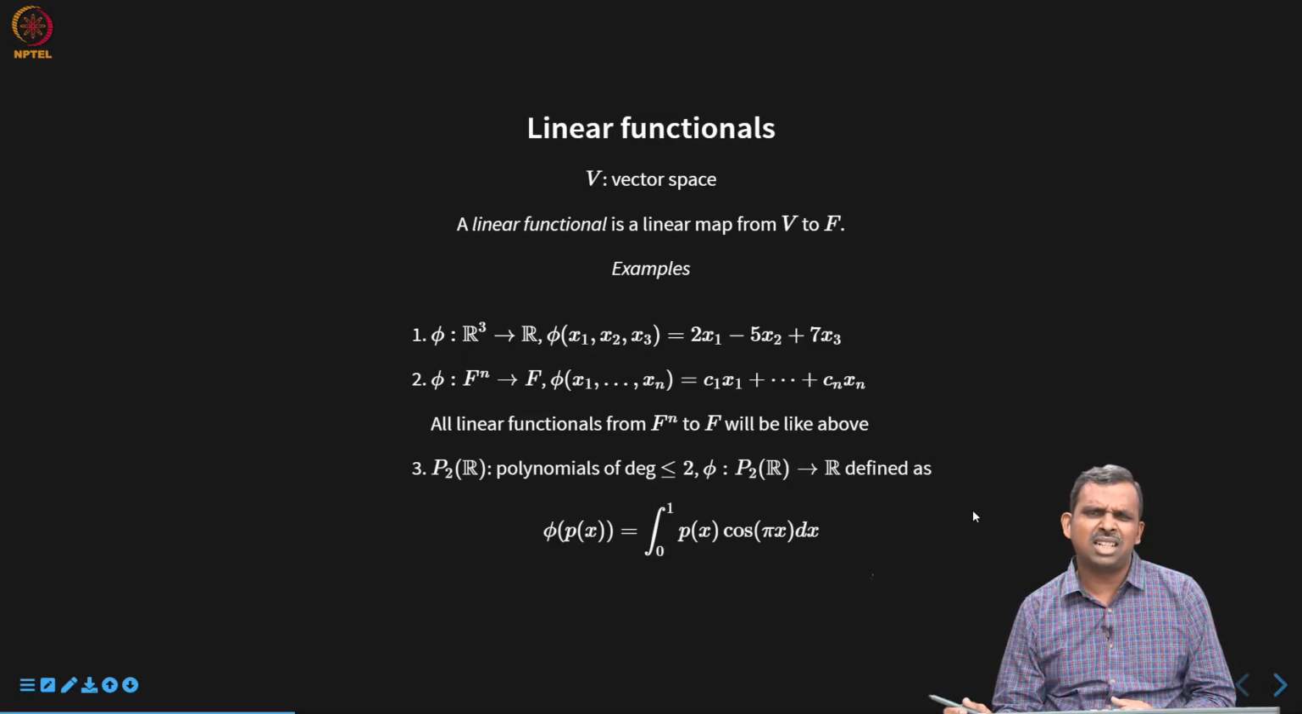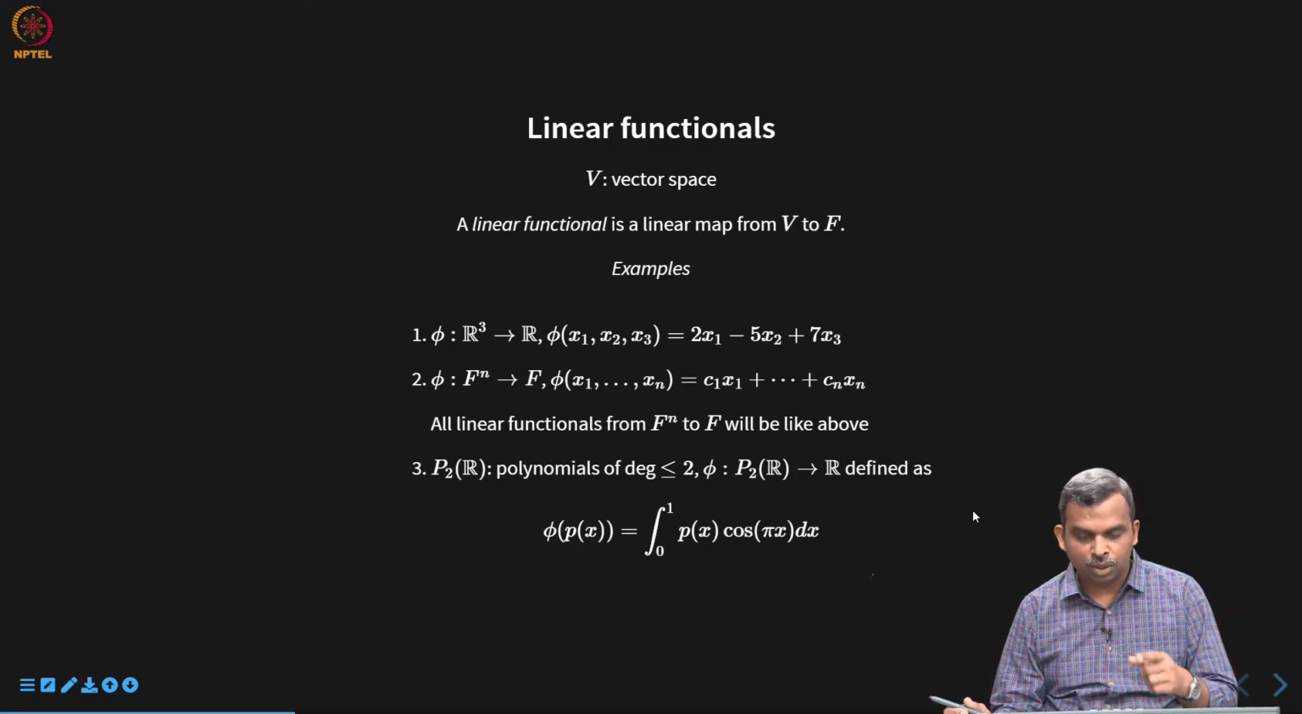But potentially, look at a slightly different type of linear functional, which takes, say, polynomials of degree less than or equal to 2 to the real line. Here is a very interesting little definition where we use integration. You take a polynomial of degree less than or equal to 2, and then you take the integral from 0 to 1 of p(x) times cos(pi x). Now this cos(pi x) is not a polynomial. It seems to be some other object, but overall this phi is still a linear functional.